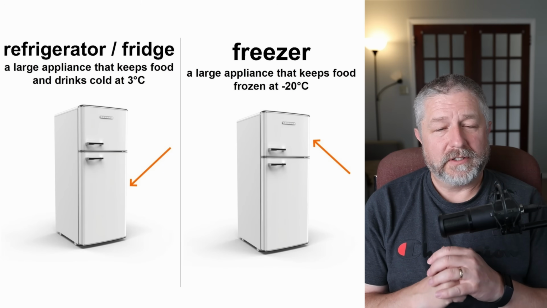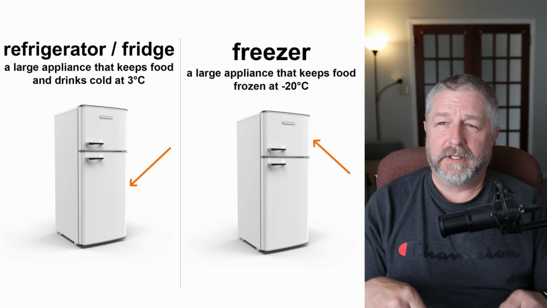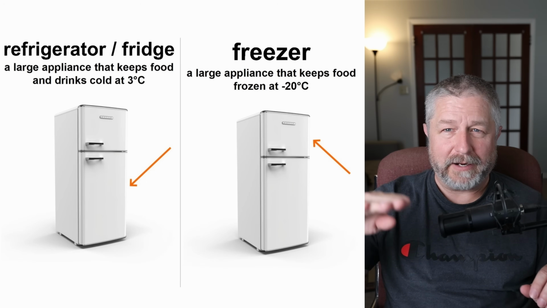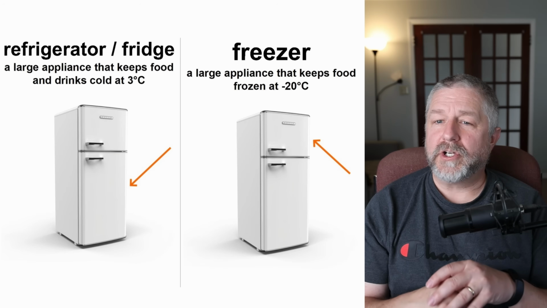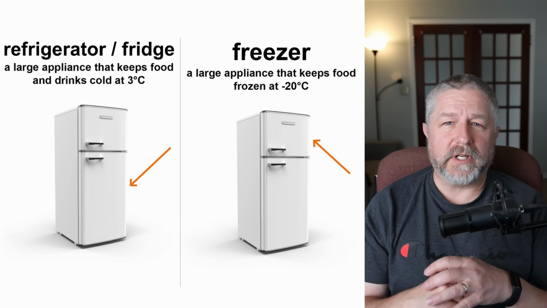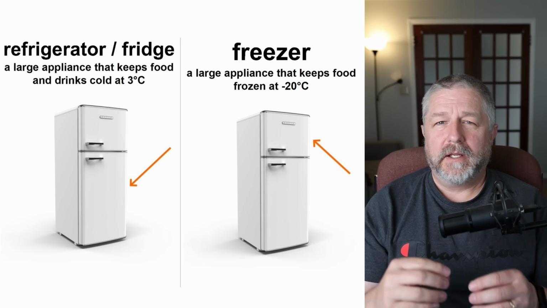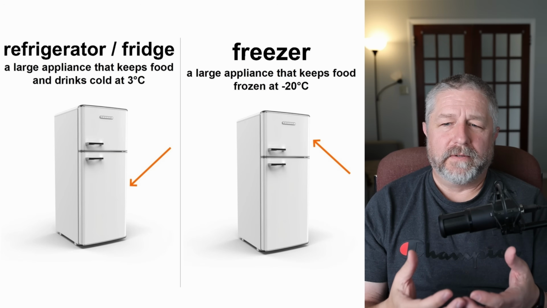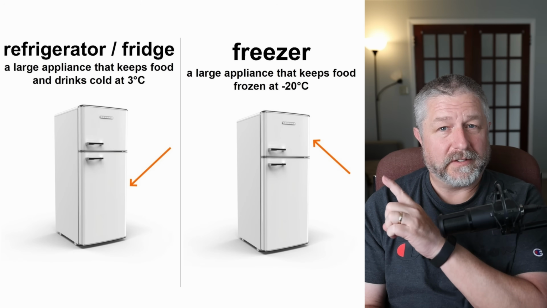Refrigerator or fridge, a large appliance that keeps food and drinks cold at 3 degrees Celsius, or 2 or 4, somewhere in that range, just above freezing. A freezer, though, is a large appliance that keeps food frozen at minus 20 degrees Celsius, or minus 18. A fridge often has a fridge at the bottom and a freezer at the top.